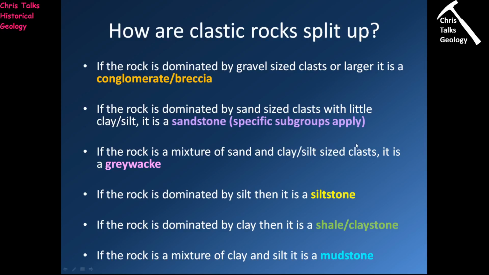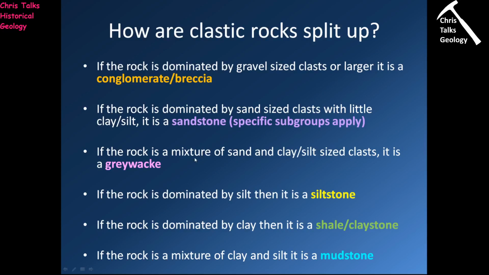Okay, so how do we split up our clastic sedimentary rocks? Well, it's actually quite straightforward. It's all to do with the size of the clasts. If you have a rock that is dominated by gravel, cobble or boulder size clasts, you're going to have either a breccia or a conglomerate. If you have a clastic sedimentary rock which is dominated by sand size clasts, you're going to have yourself a sandstone. There are subgroups of sandstone, but the whole group in general is referred to simply as sandstones.